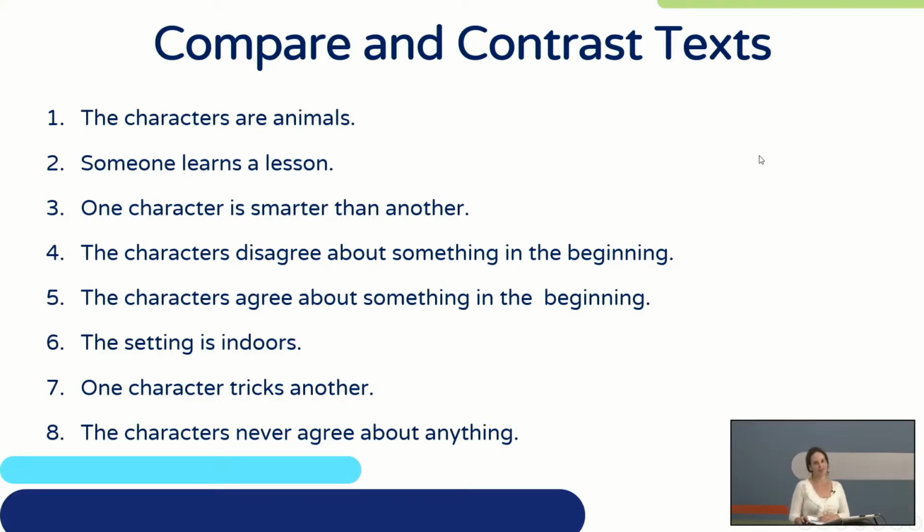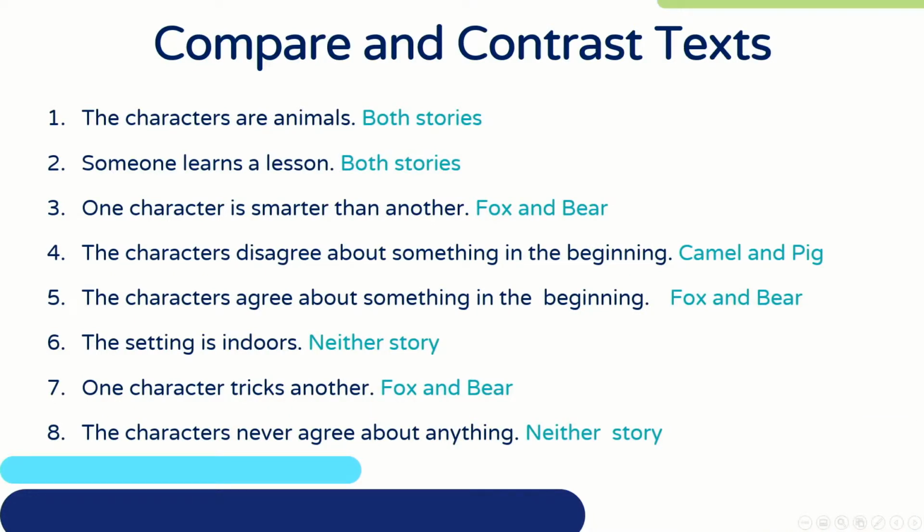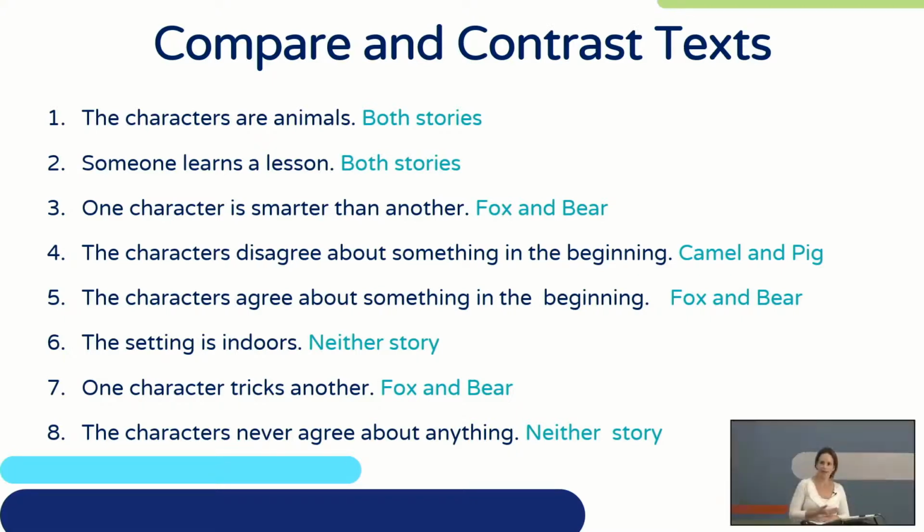Okay, now I'm going to walk you through the answers. Let's do it together. So, number 1, the characters are animals. This is true, and you know this based on the titles of the story, right? Fox and Bear, Camel and Pig. Stories are about animals. Next, someone learns a lesson. In both stories, they learn lessons. Bear learns not to be tricked anymore. He won't share his field again.